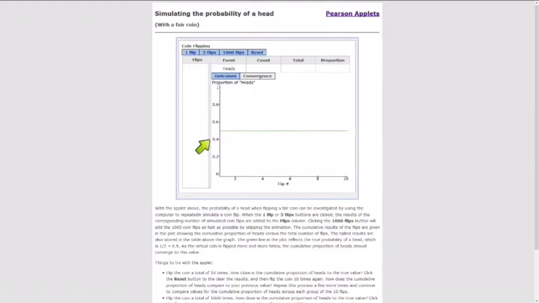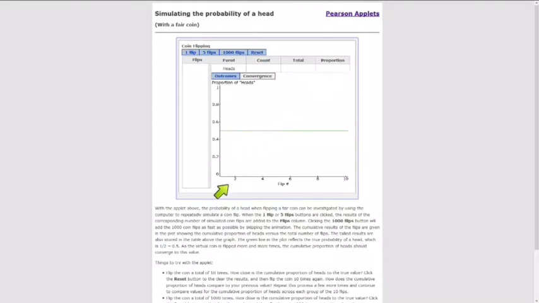This is an applet that comes embedded in MyLabs Plus. If you'd like to try this yourself, you can log into MyLabs Plus, click on Tools for Success, then click on Applets, and then click on Simulating the Probability of a Head. They're going to simulate a coin flip for us, either one flip or 5 or 1,000, and they're going to show us the total accumulated number of heads and the total number of coin flips and the proportion of heads that we've obtained.